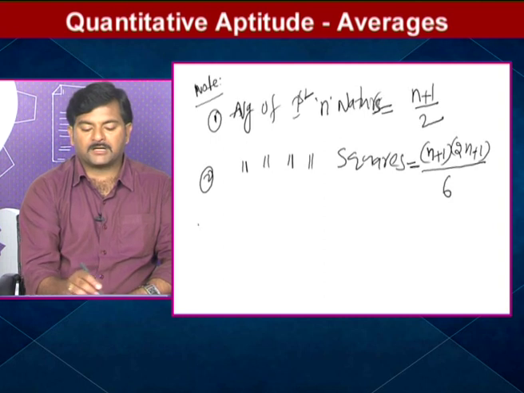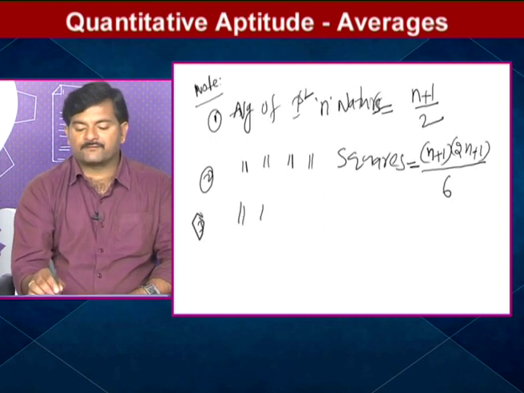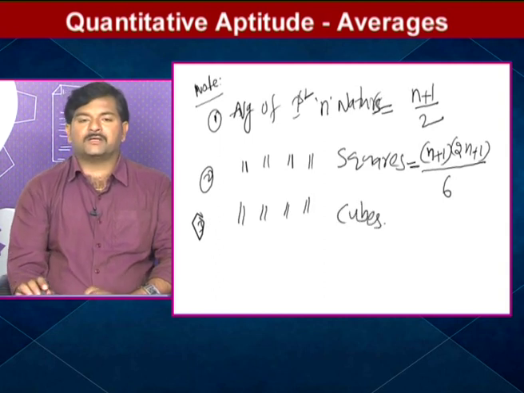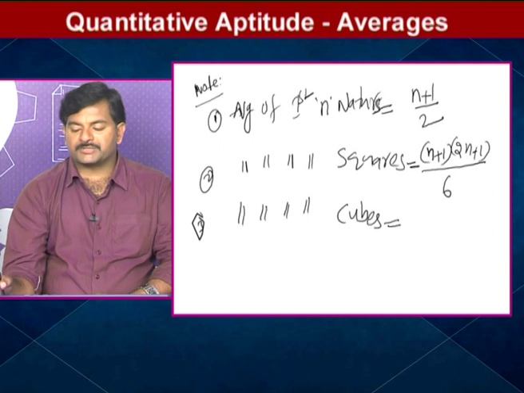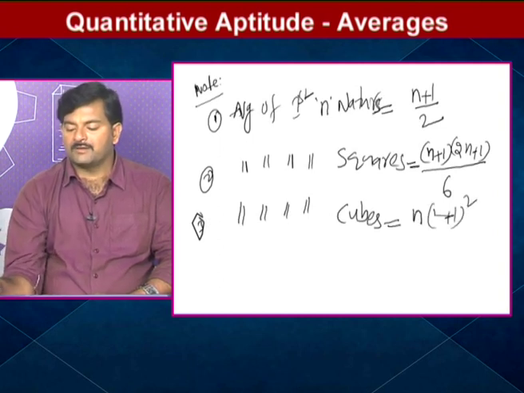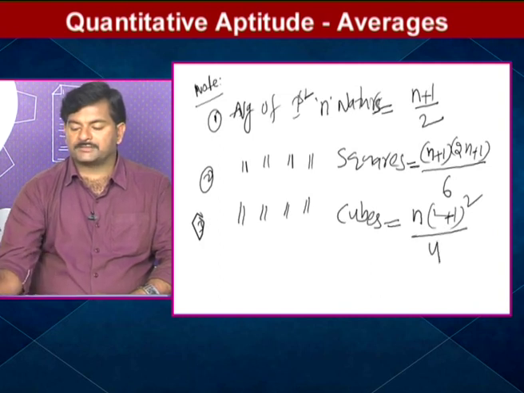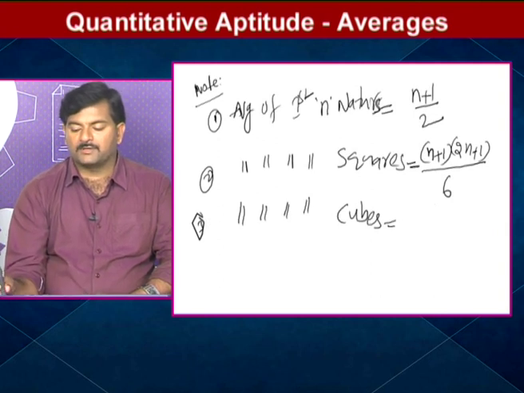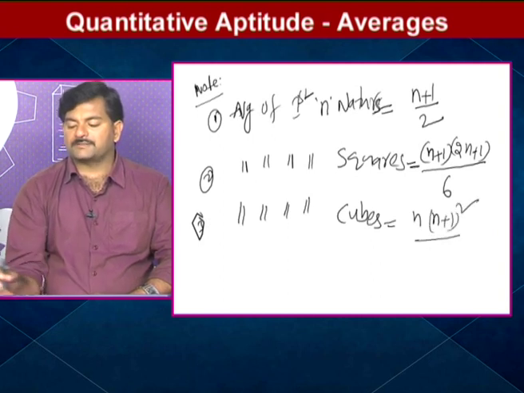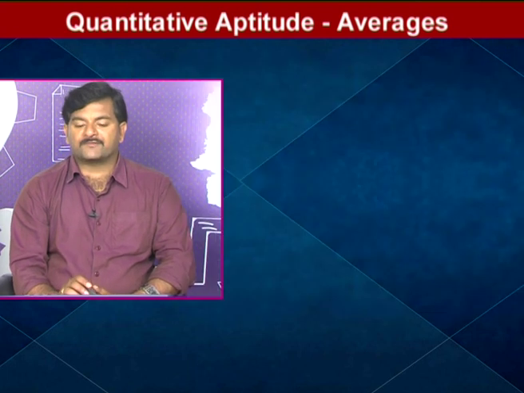And finally the third one, the average of the first n cubes equals simply n into n plus 1 whole square by 4. I write down this thing once again. So the formula is n into n plus 1 whole square by 4. Average of the first n natural numbers, n plus 1 by 2.